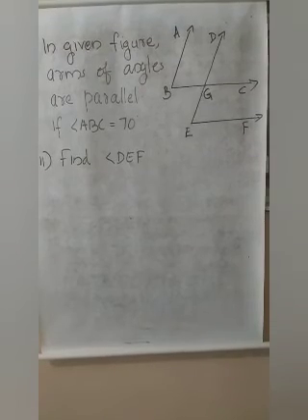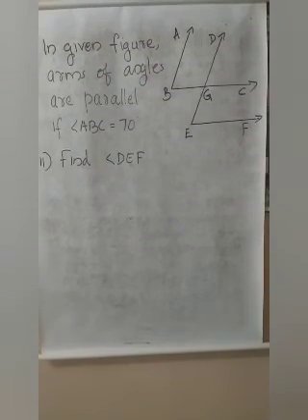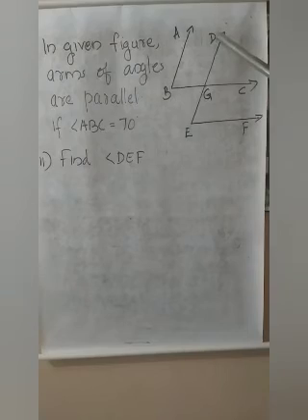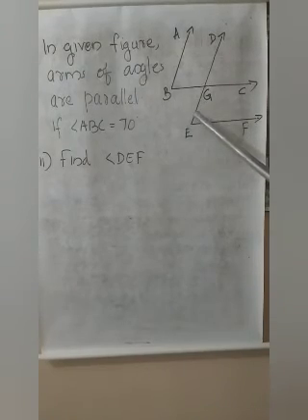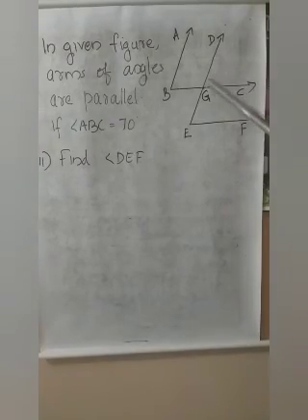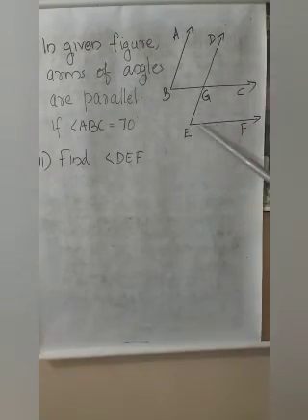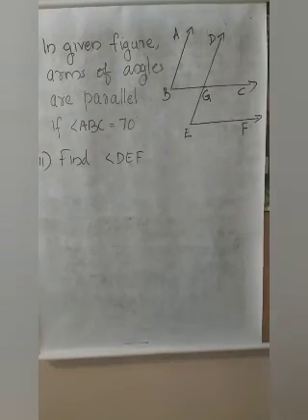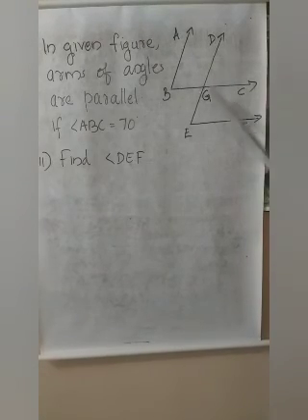Second question, find angle DEF. Which is the angle DEF? DEF. That means we need to find this angle. Now you know this angle. What is the angle we found here? 70. So what is this angle? Can you find out the relation between these two angles?